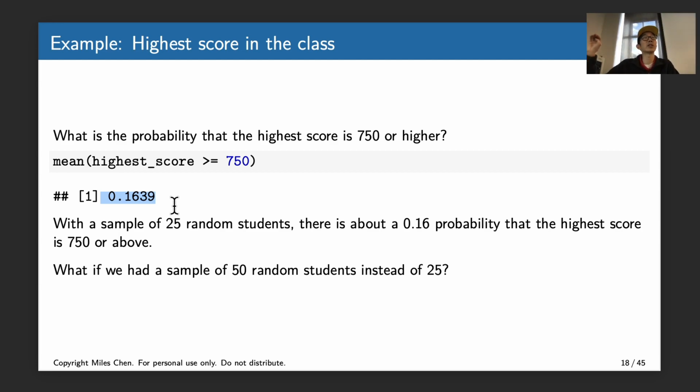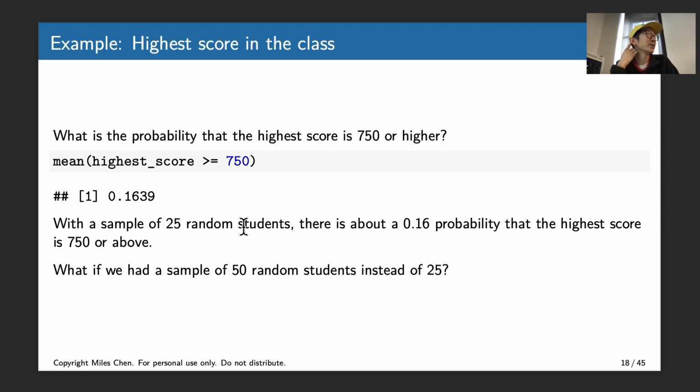So when you take a random sample of 25 students, about one sixth of classrooms of 25 would have a highest score of 750 or higher. What if we had 50 students rather than 25? Now, what is the probability that our highest score is going to be 750 or higher? Just intuitively, should that number go up or down? Higher than 16% or lower than 16%?